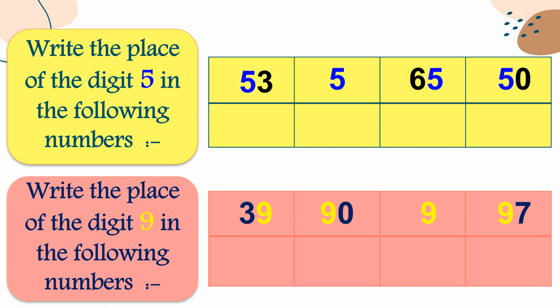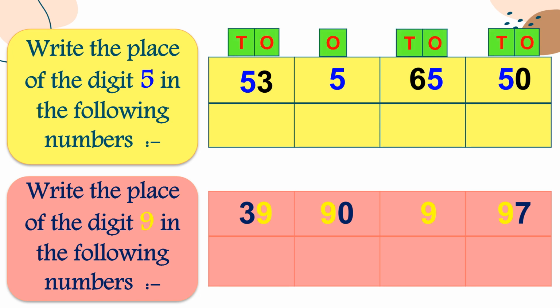Here, write the place of the digit 5 in the following numbers. I have 53, 5, 65, 50. First, I must put the places. In the first one, the 5, in which place? Mr. Tens. So I will write tens. Here, 5, ones. Here, in 65, ones. Here, in 50, tens.